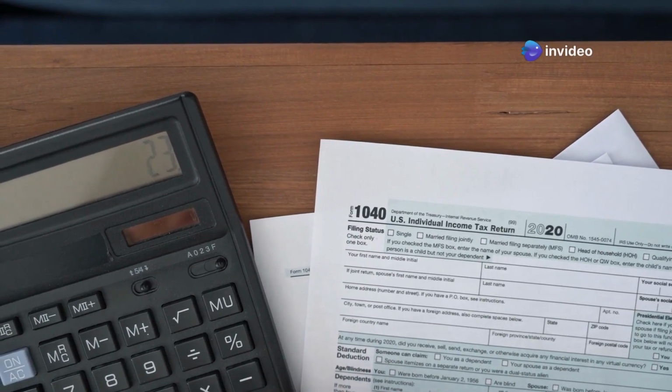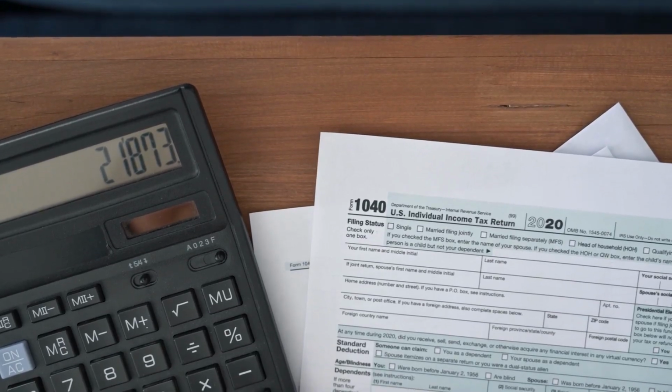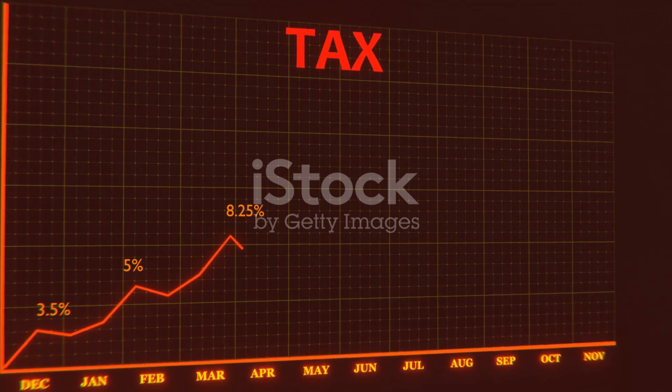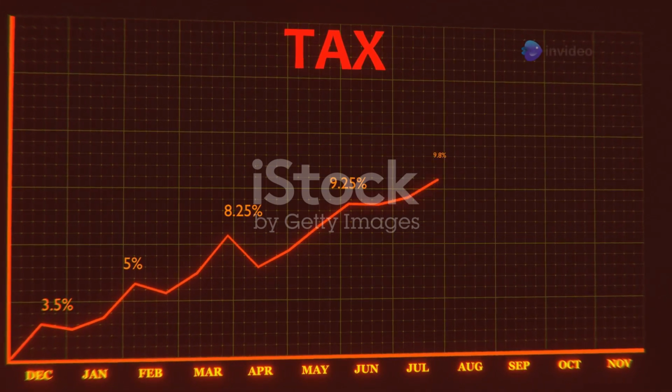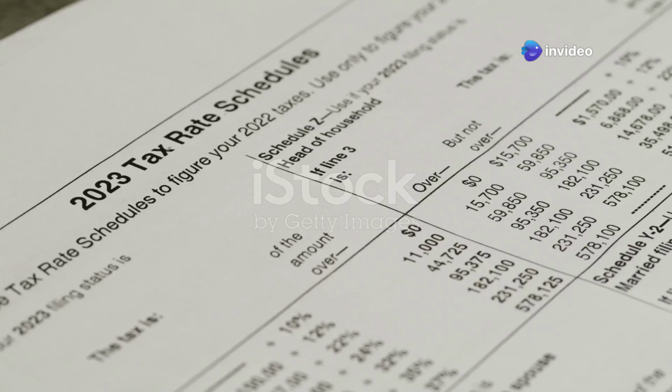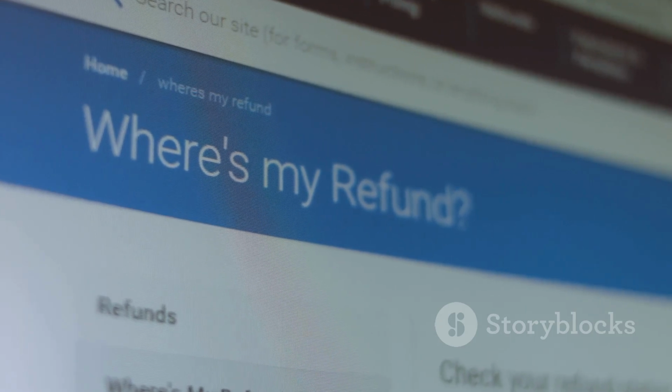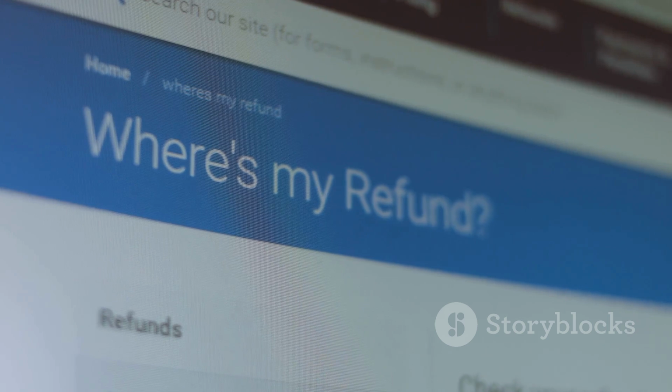Now let's get into the nitty-gritty of how tax is calculated. Canada uses a progressive income tax system. This means the more you earn, the higher the rate of tax you'll pay. But don't panic. The higher rate only applies to the income in that specific tax bracket. There are 5 federal tax brackets in Canada, and you can find the latest ones on the CRA website.